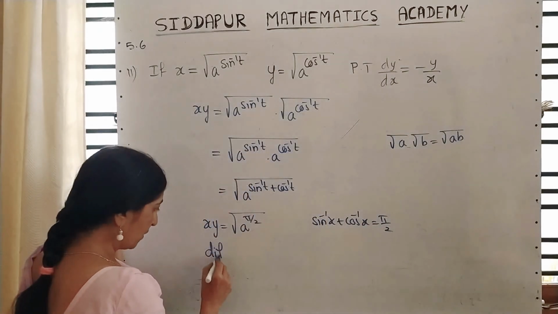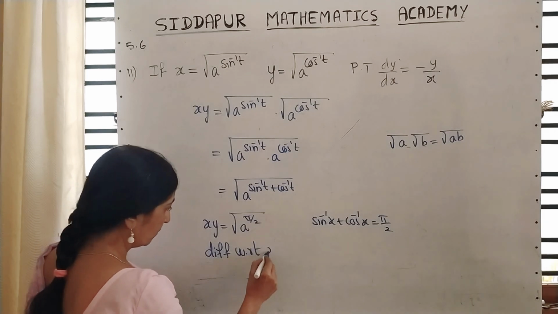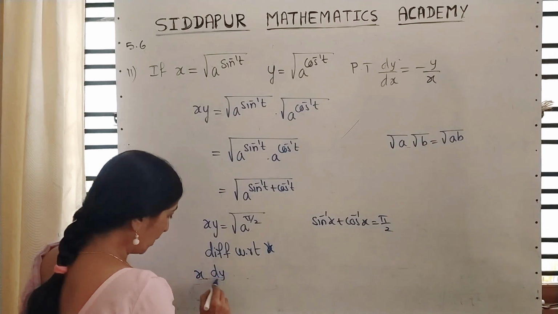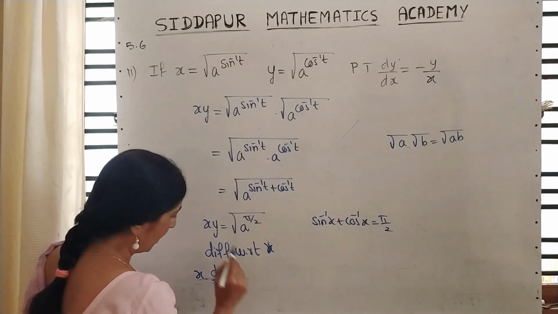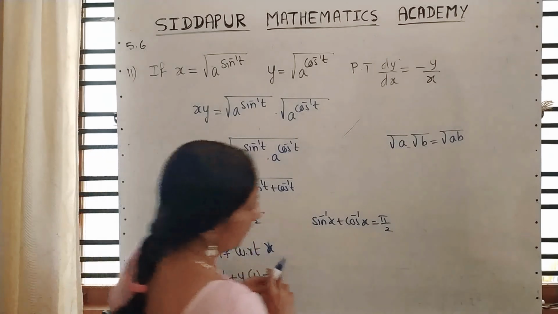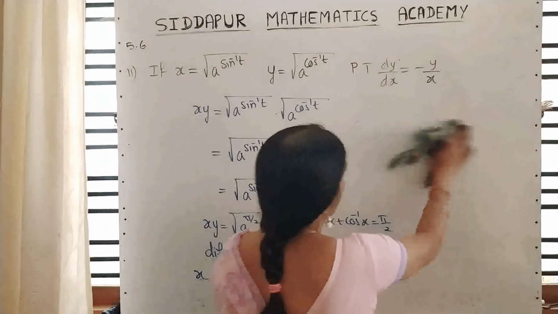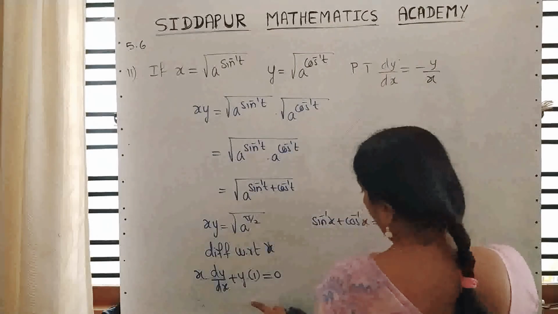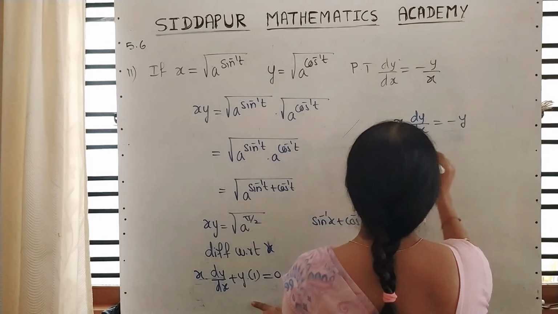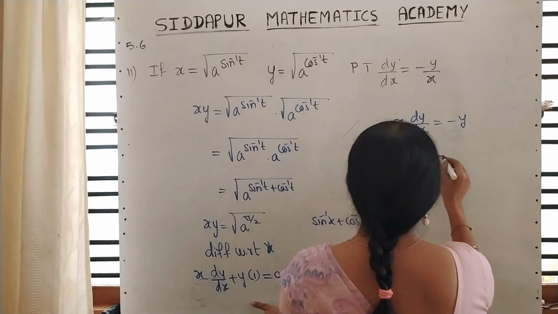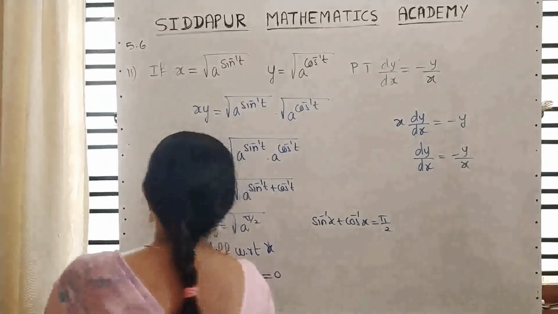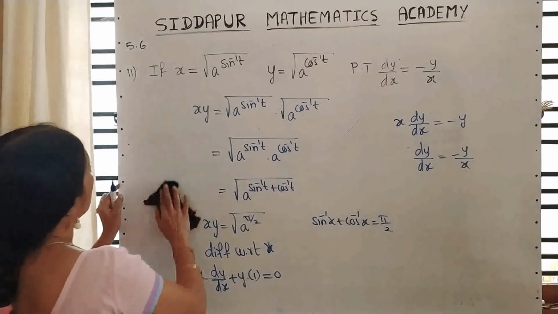Now differentiate this with respect to x. It is u into v. x into dy/dx plus y into differentiation of x, which is 1, is equal to 0, because a raised to pi by 2 is a constant. Differentiation of a constant is 0. Rearrange this: x into dy/dx is equal to minus y. So dy/dx is equal to minus y by x. This completes exercise 5.6.